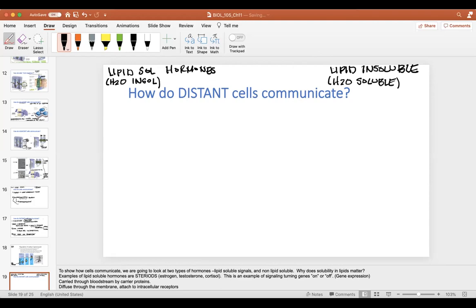And the reason that we talk about this is because it has implications for how these hormones can get across the cell membrane or not. If you are lipid soluble, then that means that it's easy to cross a cell membrane, because cell membranes are primarily lipid.